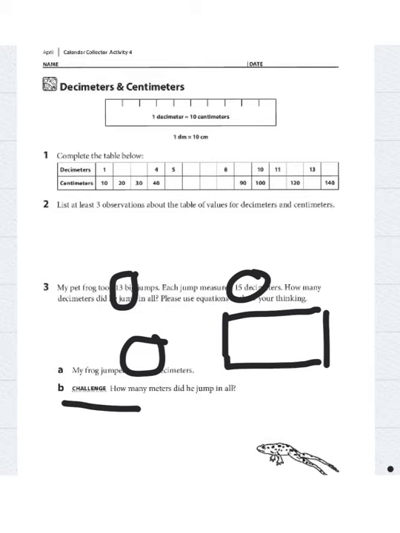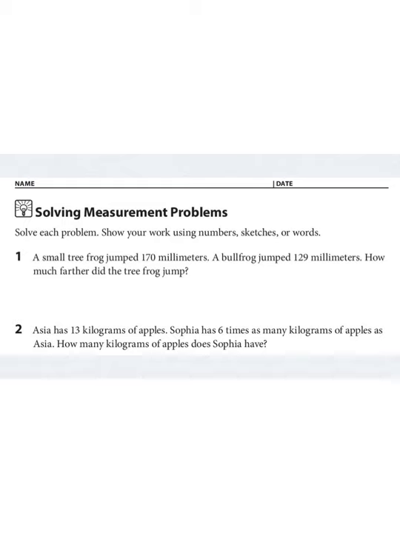When you're done with that, you're going to take a clear picture, especially of number 3, and put it on Seesaw. We want to be able to see 3 so that we can see your equation, your area model, and your answer. We're going to be checking for those 3 things. All right.